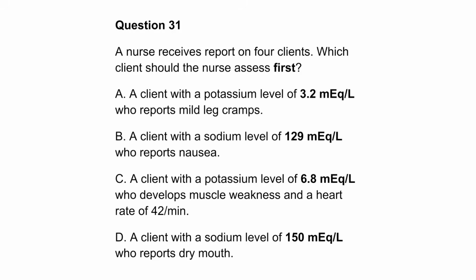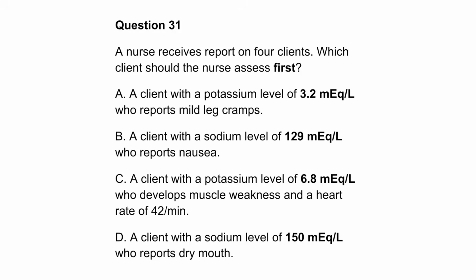Question 31. A nurse receives report on 4 clients. Which client should the nurse assess first? A. A client with a potassium level of 3.2 milliequivalent/L who reports mild leg cramps. B. A client with a sodium level of 129 milliequivalent/L who reports nausea. C.